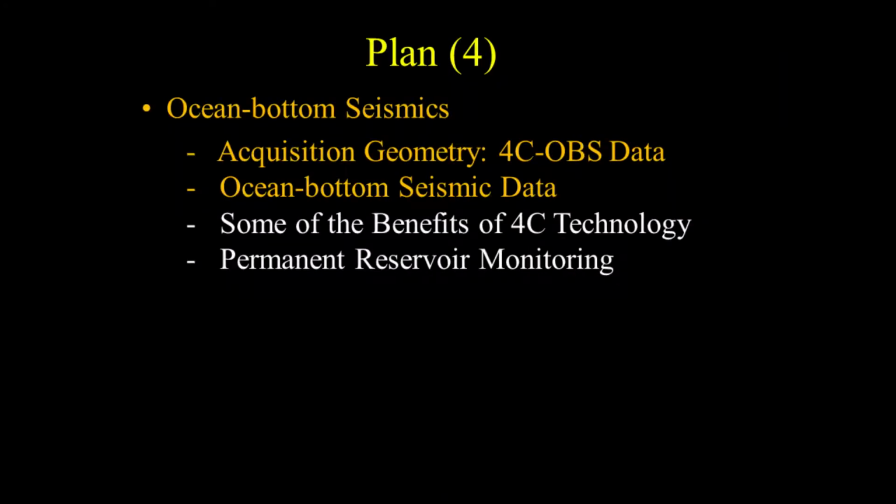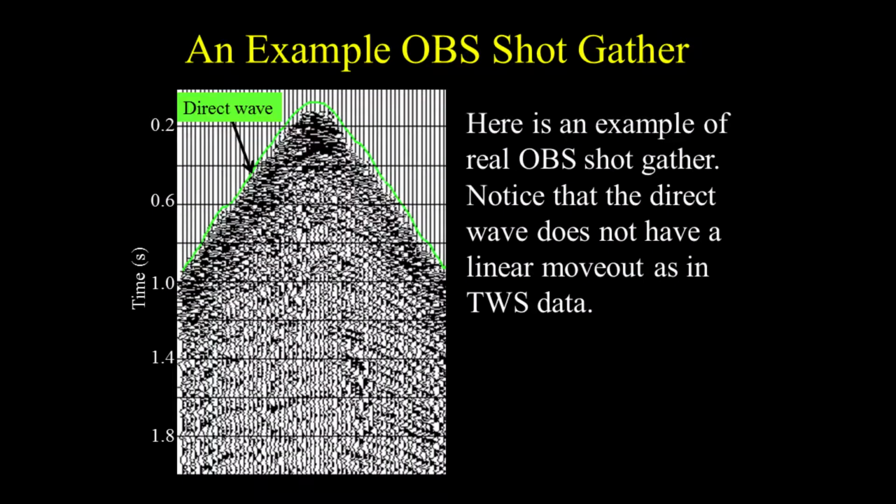Let's now talk about ocean bottom seismic data. Here is an example of real OBS shot gathers. Notice that the direct wave does not have a linear move out, as in TWS data. Although seismic events in OBS data can be cast into direct waves, primaries, ghosts, and multiples, just as in towed streamer data, their wave propagation paths are quite different, in particular those of direct waves and receiver ghosts. Our objective now is to describe these differences.